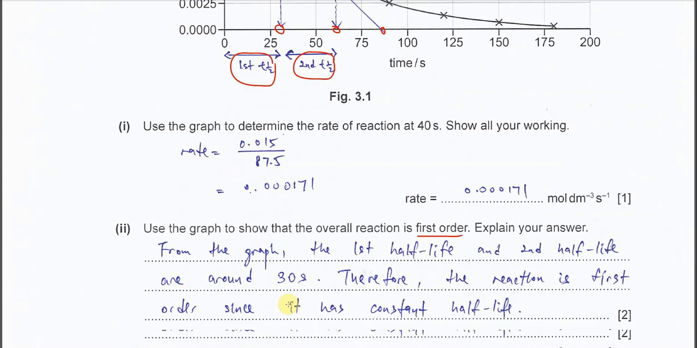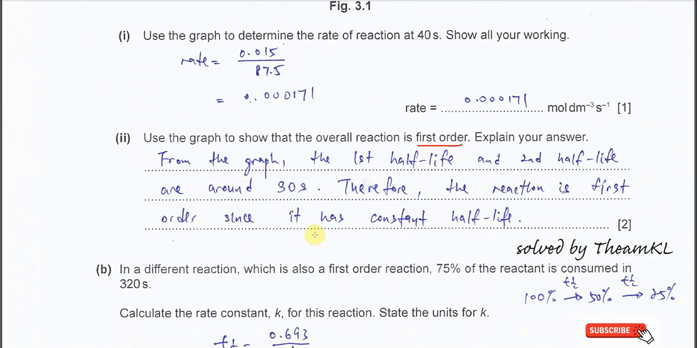So therefore your answer should be like this. From the graph, the first half-life and second half-life are around 30 seconds, plus minus. Therefore, the reaction is first order because the half-life is almost constant. That's how you prove that.